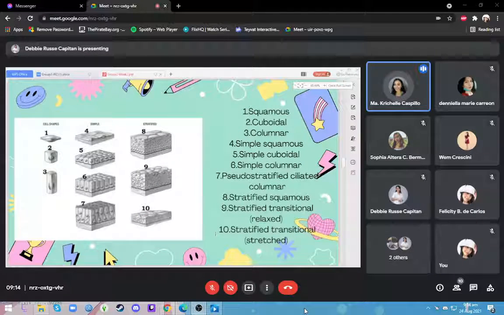Epithelial tissue. Number 1, squamous. Number 2, cuboidal. Number 3, columnar. Number 4, simple squamous. Number 5, simple cuboidal. Number 6, simple columnar. Number 7, pseudostratified ciliated columnar. Number 8, stratified squamous. Number 9, stratified transitional, relaxed. Number 10, stratified transitional, stretched.